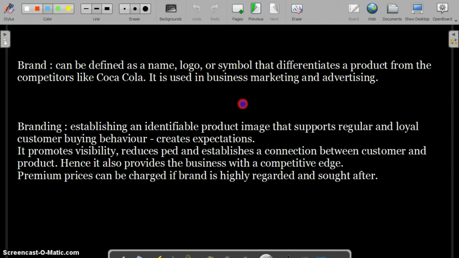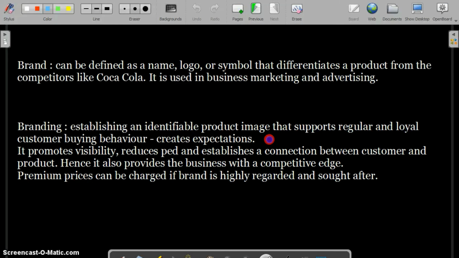So what is branding? Branding is basically creating a brand. Establishing an identifiable product image that supports regular and loyal customer buying behavior. It creates expectations for the customers, like what customers can expect from the business, how good a business is. Do they offer luxury goods or cost saving goods, what type of goods do they offer.